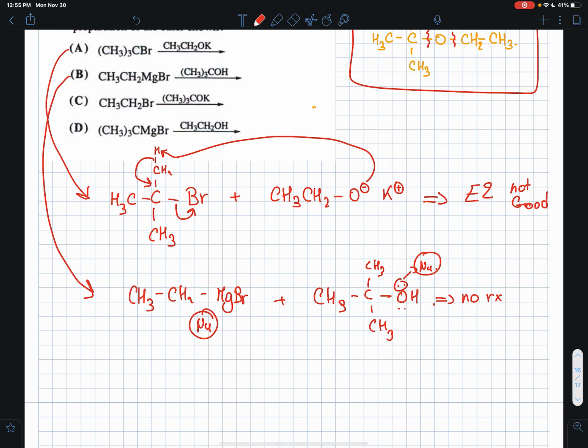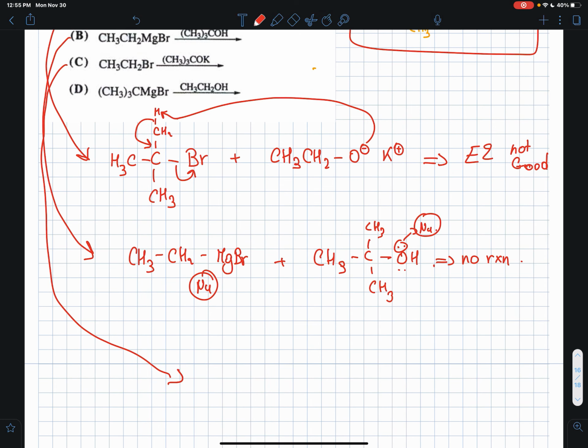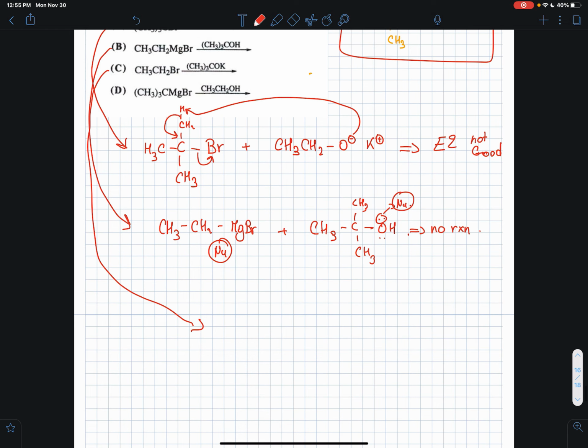No reaction. Now for option C, remember, going back to here, when we have an MgBr, we should also have a carbonyl carbon. The reason we need a carbonyl carbon is that by induction it pulls the electrons, which makes the carbon partially positive, and that's why we have a Grignard reaction.